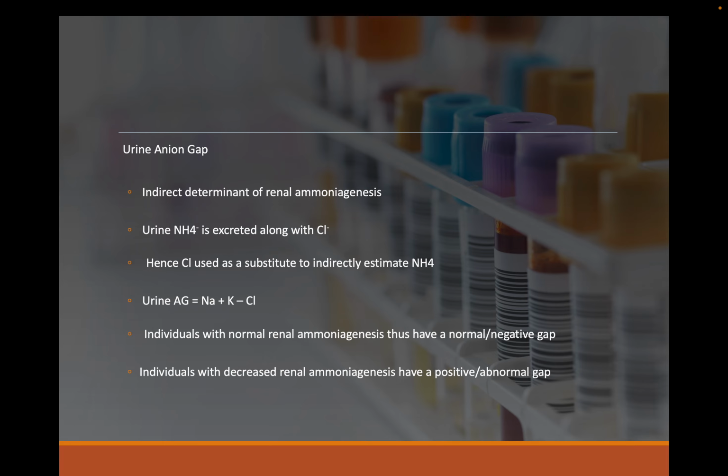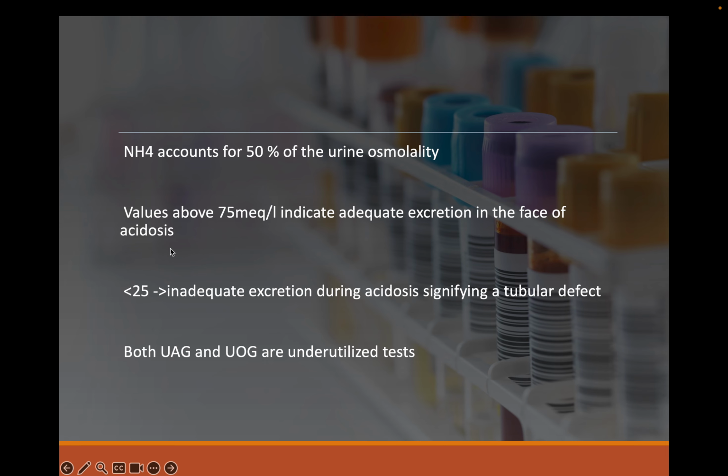So the urine anion gap, I already mentioned, is an indirect measure of urine ammonium. We generally use it only for normal anion gap metabolic acidosis; we generally don't use it for high anion gap metabolic acidosis. So this is one more thing.